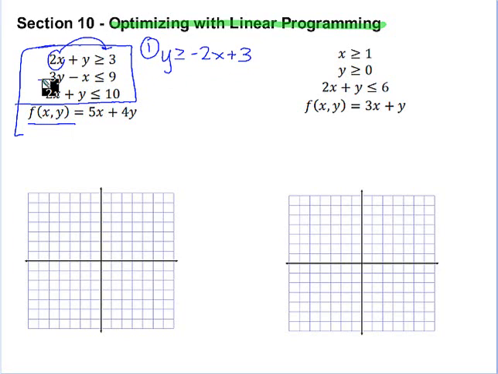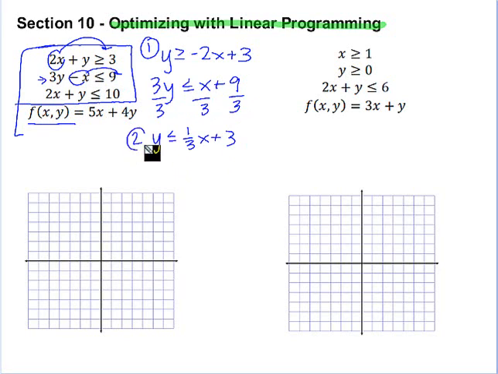To get the second equation in slope-intercept form, we'd have to first add our x over. So we'd have 3y is less than or equal to x plus 9. Then we could divide everything by 3 to get the y alone. So y is less than or equal to 1/3 x plus 3. So there's our second equation. And the third equation, we'd have to subtract the 2x over. So our third equation would be y is less than or equal to negative 2x plus 10.